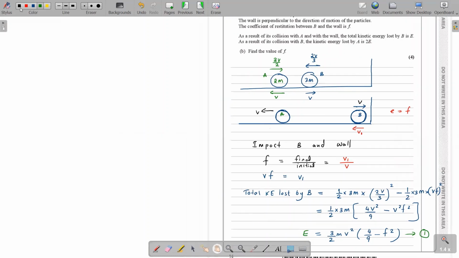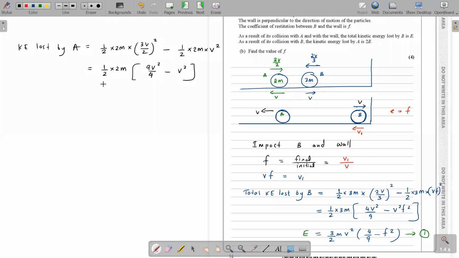How do I get the kinetic energy lost by A? We start off with the initial KE. What's the initial KE? Half mu square, with u as 3v over 2. So this is the initial KE. Do you agree? What's the final KE? Subtracting half, 2m, final kinetic energy is half m v square. Do you understand? I'll take half and 2m out. So I end up getting here 9v square over 4 plus, to every term, minus v square. Half and 2 cancel. I get m times 9v square over 4 minus 1v square, which is how much? 5v square over 4. Is this correct? 5 over 4 mv square. So this is the KE lost by A. Do you agree with me?